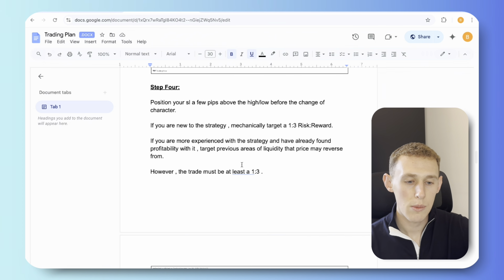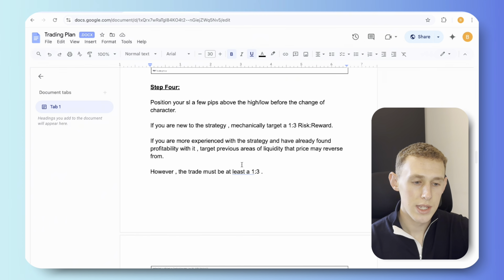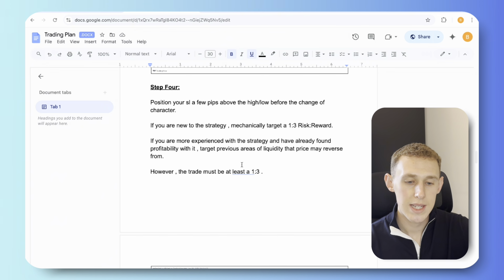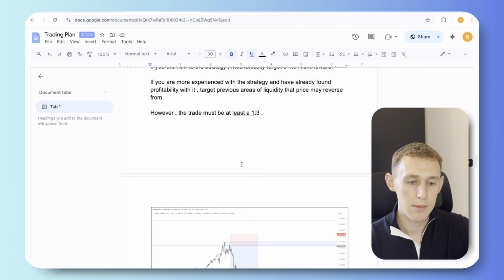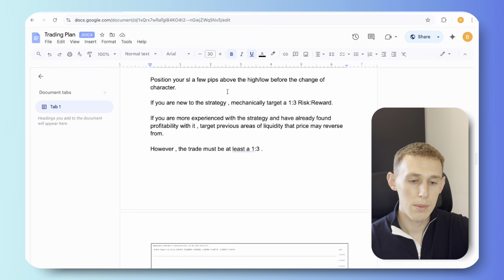So for myself, what we're going to be backtesting in this video is just a simple mechanical 1 to 3 risk to reward TP. No matter what the structure to the left is, we're just going to be setting our targets at a 1 to 3. This helps to remove any discretion and emotional decision making, which for a lot of people is a major issue. So this kind of just helps to circumvent that problem.